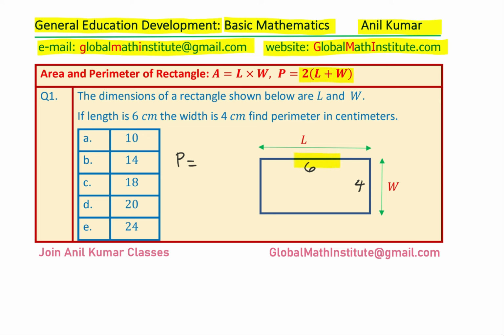We know both the lengths are equal. Equal lengths normally will be shown by marks like this, right? And width we may show like this, correct? So it is the sum of all these sides. The formula is twice length plus width. Length is 6. We can add 6 and 4 and multiply by 2, right? So 2 times 10 gives us 20. So option D is the correct option, providing 20 as the perimeter. So you understand how we do it, correct?